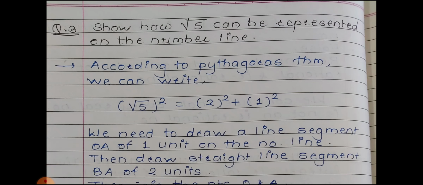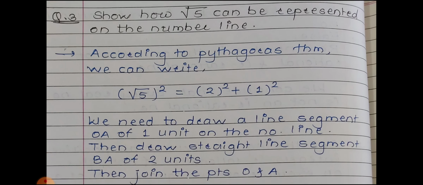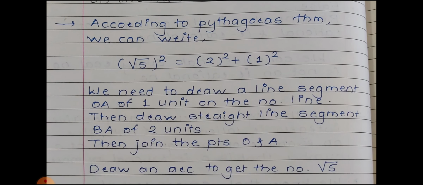So 4 plus 1 is equal to 5. And also square root of 5 square is equal to 5. So 5 is equal to 5. Therefore LHS is equal to RHS. Now we need to draw a line segment OA.